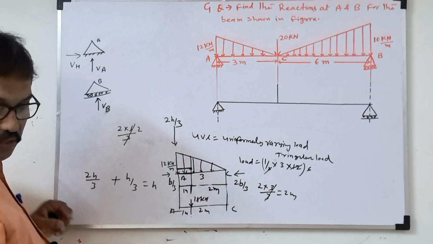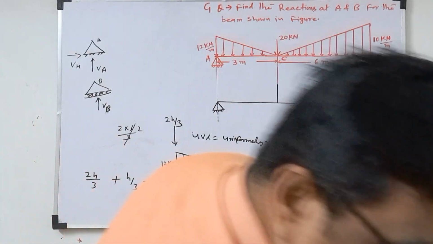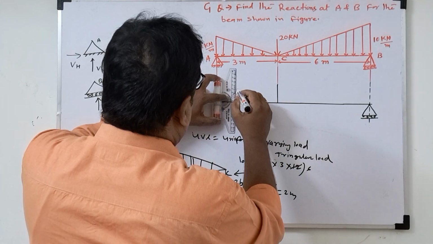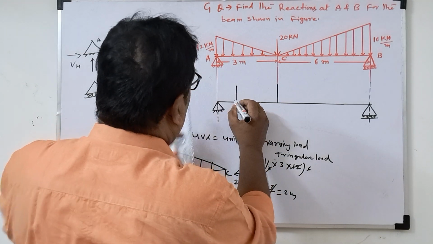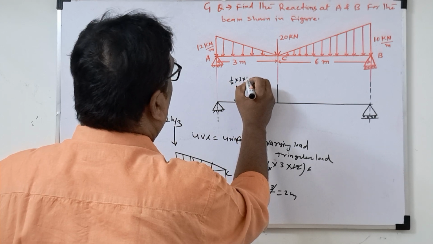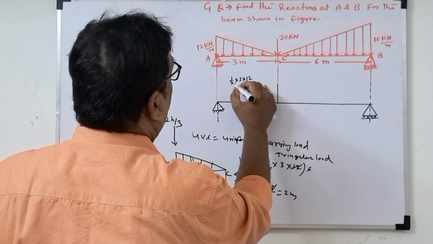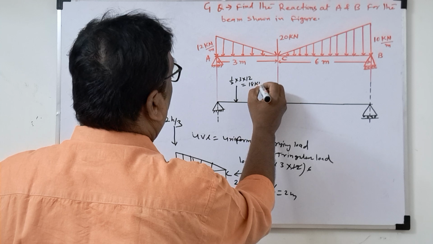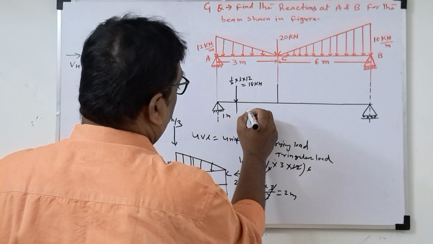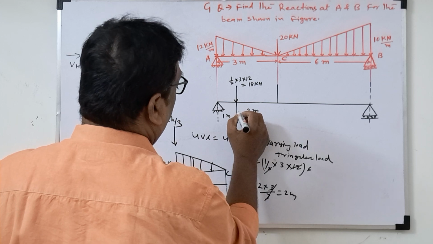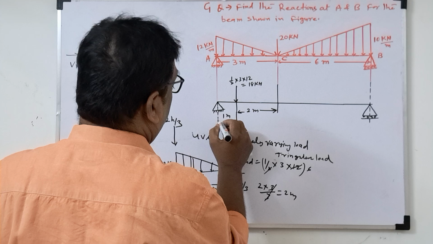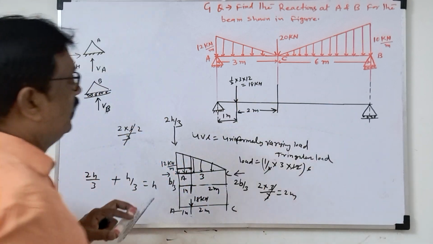So load diagram. Now I will draw the load diagram here. See here, 3 meter. So for this, the load diagram will be 1 by 2 into 3 into 12, which is nothing but 18 kilonewton. This is the load. Then this distance is 1 meter, this distance is 2 meter, this distance is 2 meter, this distance is 1 meter. So one load diagram is over.